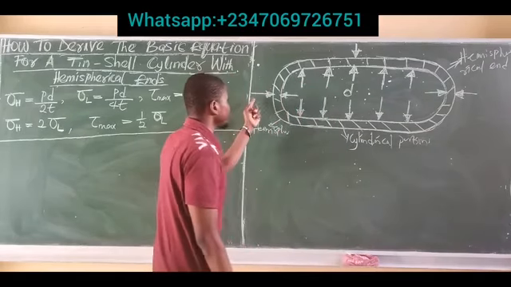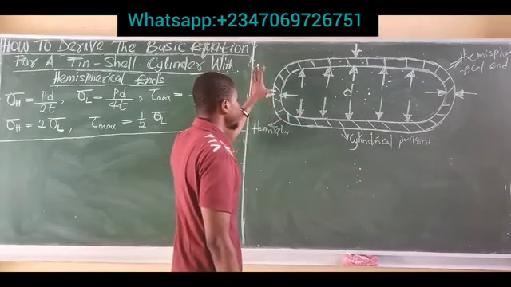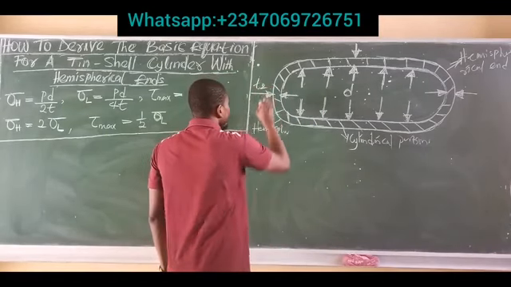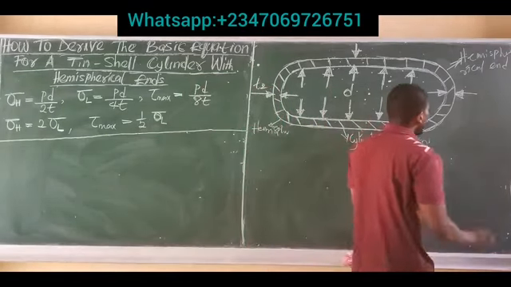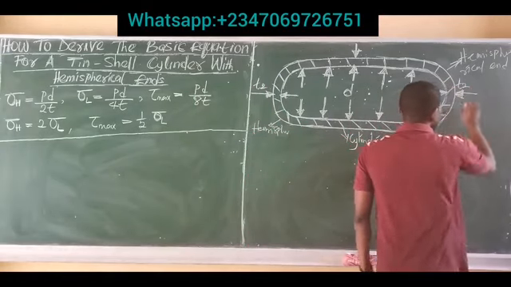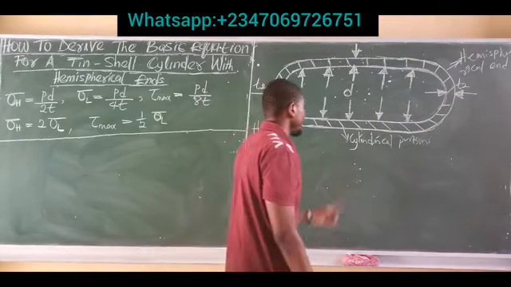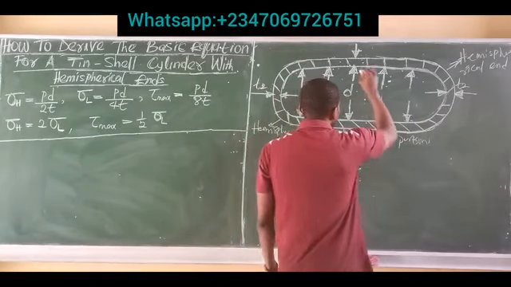Now, let the thickness of the hemispherical portion be t2. Call this t2, also call here t2. The thickness of the hemispherical portion, that is where the bend is found. Whereas, let the thickness of the cylindrical portion be called t1.